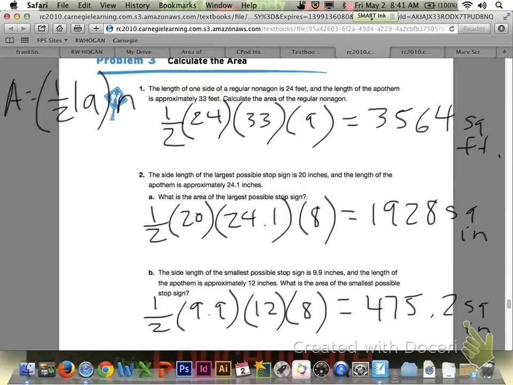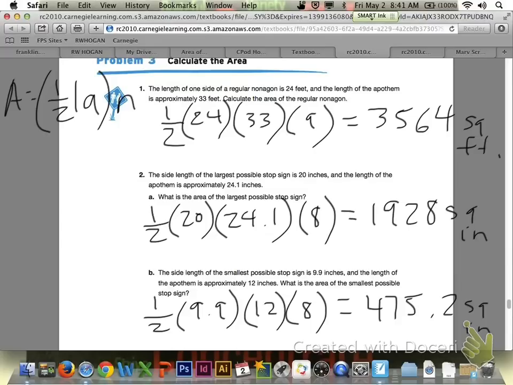This formula should be fairly easy to follow. All you have to do is really plug the values in as you're going along. For number 1, we have 1/2 times 24, which is the length of one side, times 33, which is the length of the apothem, times 9, which is the number of sides for a nonagon. So we would end up getting 3,564 square feet for the area.